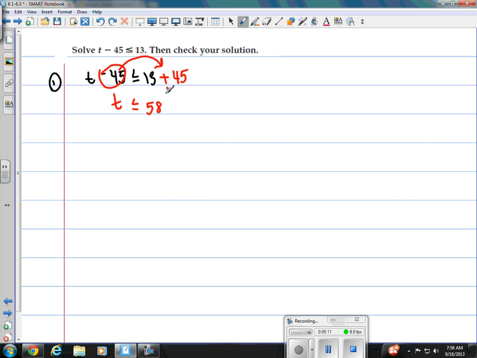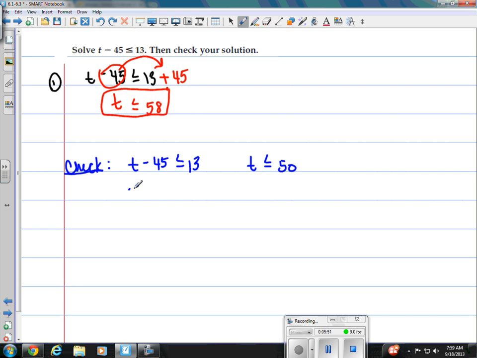And that's our answer. Now we're asked to check our solutions, and checks for inequalities are just a little bit different. When we go to check it, you have to realize that not all of these will be equal to it. So rather than just using this number like we would in an equation check, we're going to have to go back to our original inequality and say to ourselves, what is t if t is less than or equal to 58? Well, I'm going to pick 50 because 50 is less than or equal to 58.